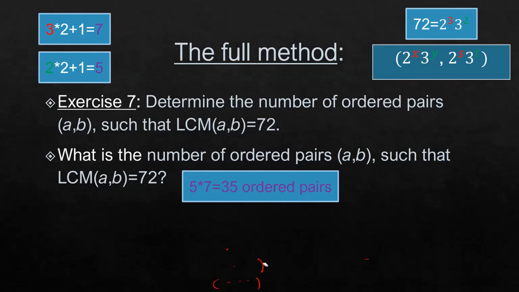Because after I figure out how many pairs I have for the power of 2 and how many pairs I have for the power of 3, then I care to find how many combinations I can make of those. Okay, so that's why I multiply them together.